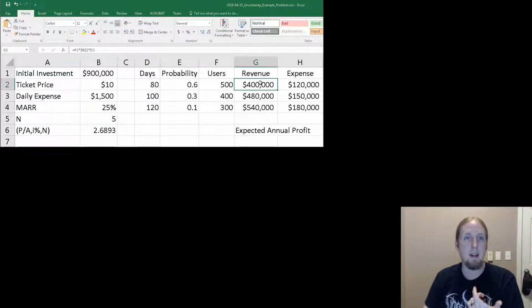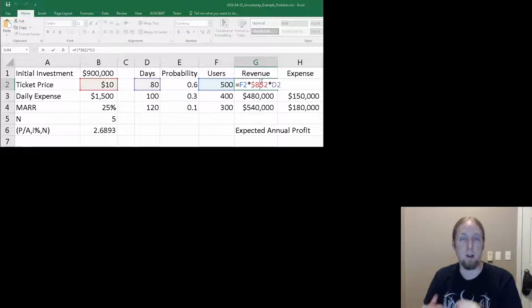If we have 80 days of good skiing weather, then it's easy. We just take the number of users per day, multiply it by the number of days and the price of the ticket that each person is going to pay.